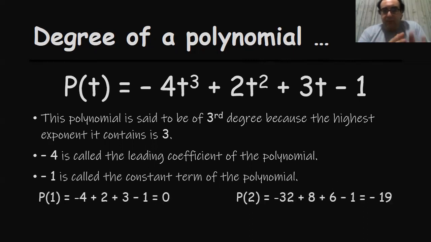If we want to calculate P of 1, we replace t by 1, so minus 4 plus 2 plus 3 plus minus 1, and we have 0. P of 2, we replace t by 2, so minus 4 times 2 cubed, so it's minus 4 times 8, minus 32, plus 2t squared, 2 squared is 4, 4 times 2, 8, plus 3 times 2 is 6, minus 1, and we have minus 19.